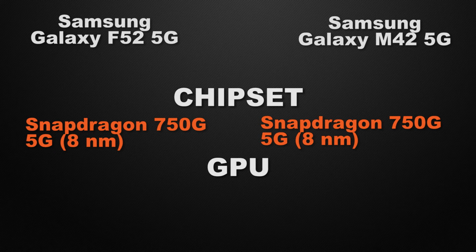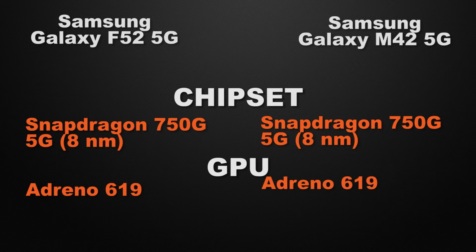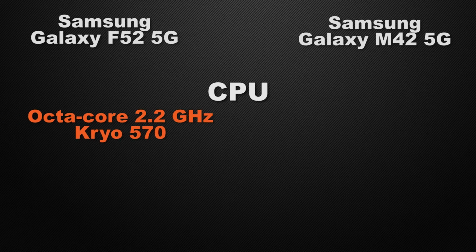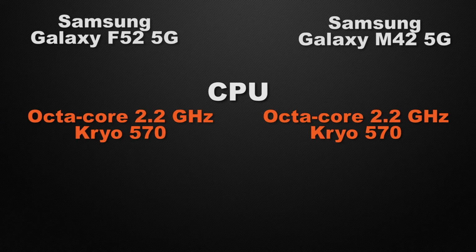And about the GPU of the devices, F52 is packed with Adreno 619, whereas M42 is also packed with Adreno 619. So it's a tie because both of the devices can give you the same FPS in games. Let's talk about the clock speed of the devices. F52 can clock at 2.2 GHz based on an octa-core Kryo chipset, whereas M42 can clock at 2.2 GHz based on an octa-core Kryo chipset. So it's a tie because both of the devices have the same clock speed.